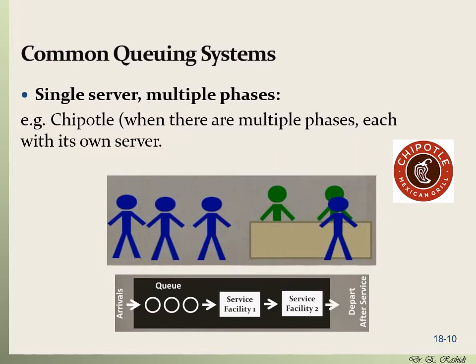An example of single server, multiple phases is certain restaurants such as Chipotle. In each phase, you do different steps of ordering the food. For example, you get the tray, you go get the salad, the bread, the drink, whatever, the cashier, and then check out, and that's it. So there are multiple phases, or steps, here.